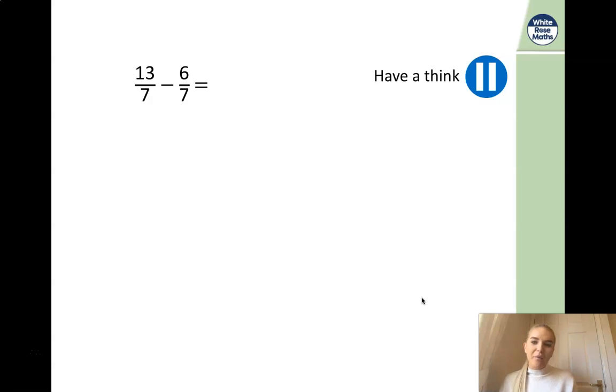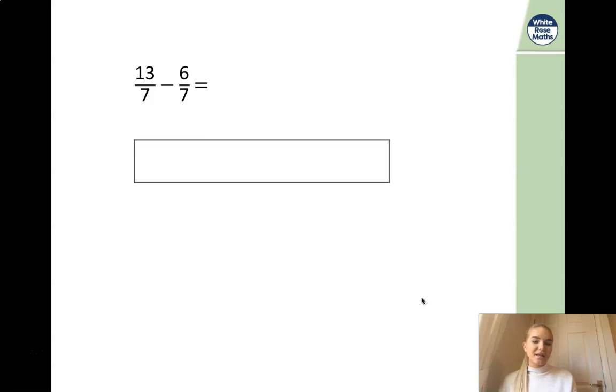Can you have a go at working out 13/7 subtract 6/7, and then can you find an equivalent fraction? Pause the video and have a go please using the bar model. Off you go. How did you get on? Let's have a go at making 13/7. What does my bar need to be split into? Does it need to be split into 13ths?